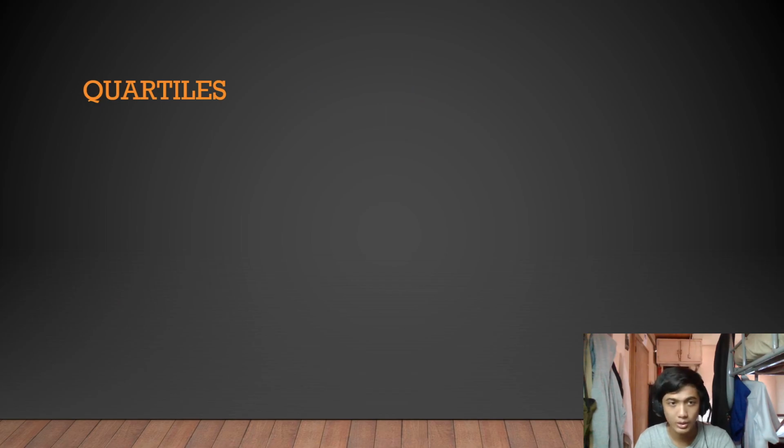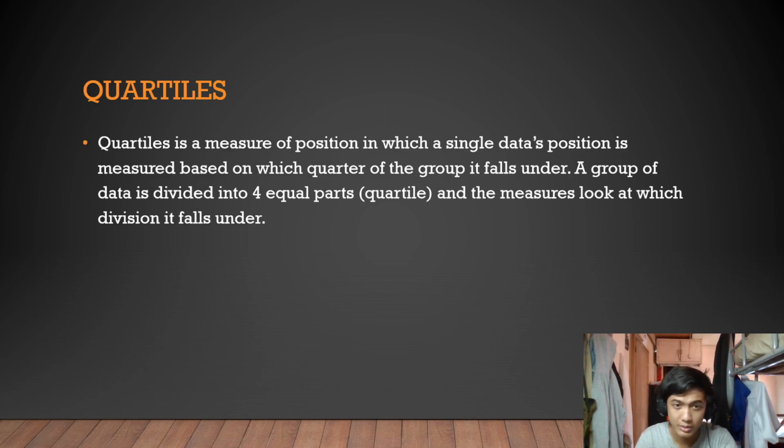So let's start with the quartiles. Quartiles is a measure of position in which a single data's position is measured based on which quartile of the group it falls under. A group of data is divided into four equal parts, so that's why it's a quartile, and the measure looks at which division it falls under.